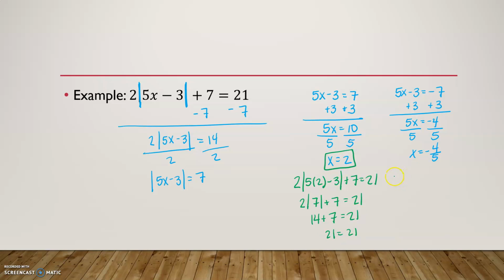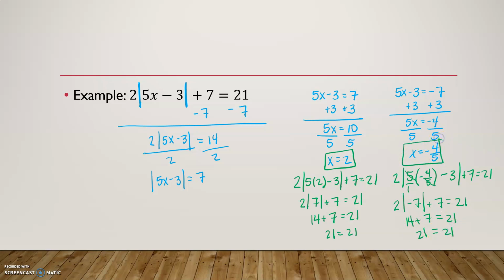Negative 4/5 is not as difficult to plug in as you might think, and I'll show you why. Think of this as 5 over 1. My 5s are going to cancel, and I'm going to get 2 times the absolute value of negative 4 minus 3, which is negative 7, plus 7 equals 21. I know that the absolute value of negative 7 is positive 7, and so 2 times 7 would give me 14. 14 plus 7 is 21. That is a true statement. So that means that x equals negative 4/5 is also a solution.